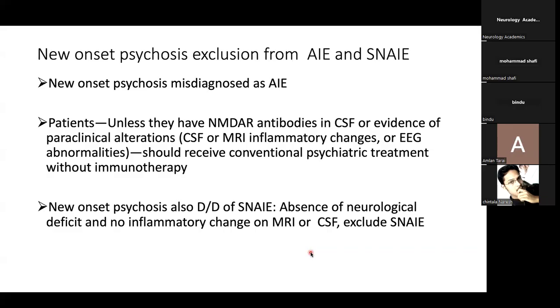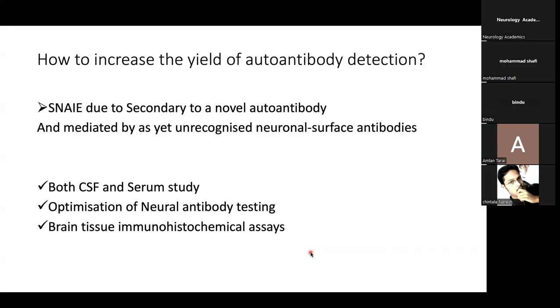How to increase the yield of autoantibody detection? Seronegative autoimmune encephalitis is secondary to novel autoantibodies, mediated by as yet unrecognized neuronal surface antibodies. So we need both CSF and serum study, optimization of neuronal antibody testing and brain immunohistochemical assay.